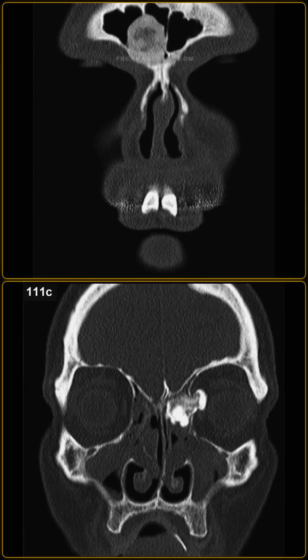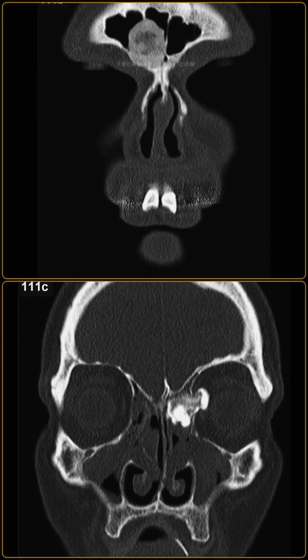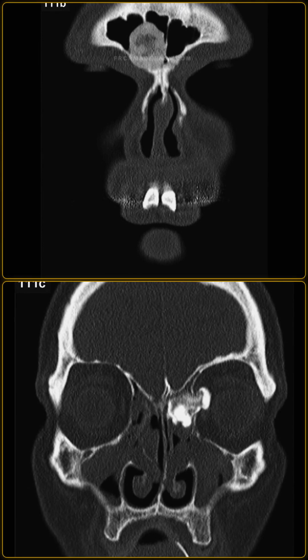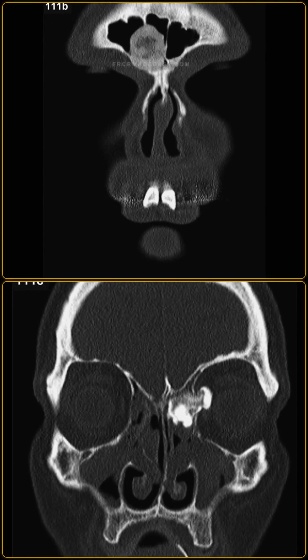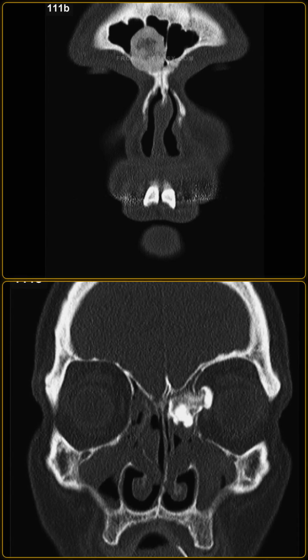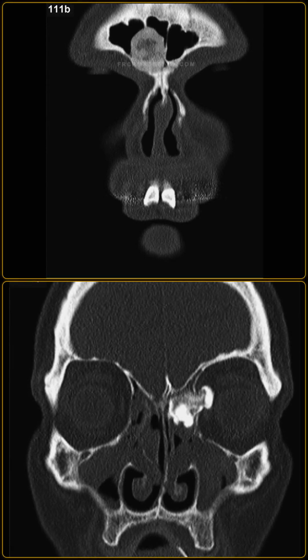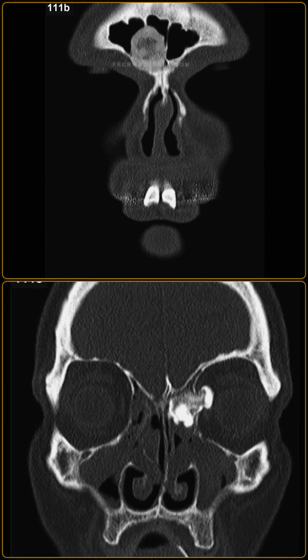I'm showing you two coronal CT reconstruction images of the sinuses. What do they demonstrate? The first coronal CT reconstruction confirms a dense, bony density lesion arising within the right frontal sinus, matching the radiograph.